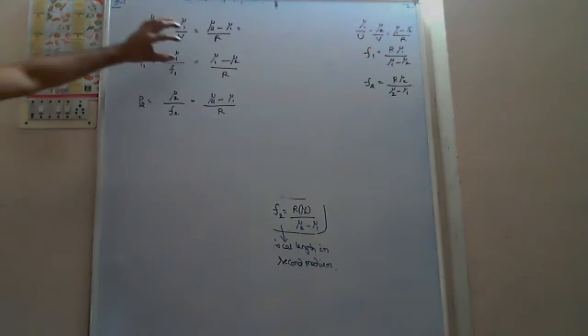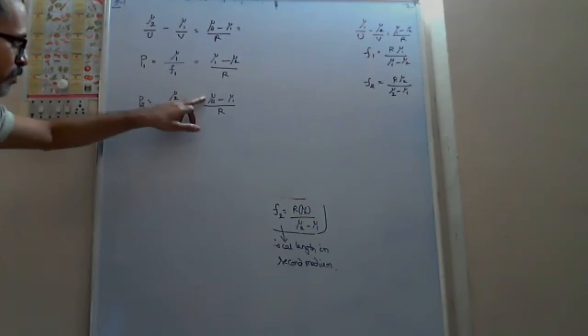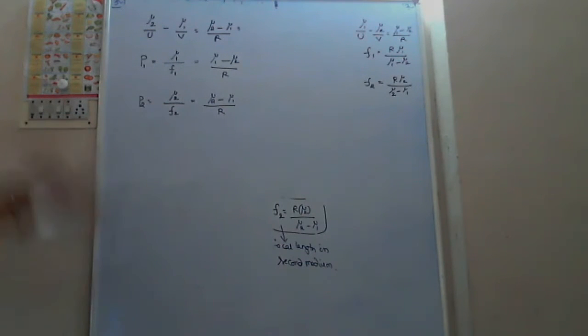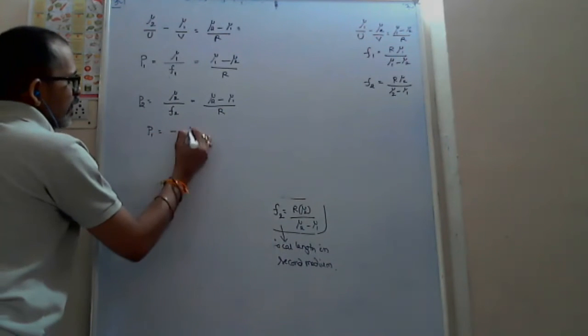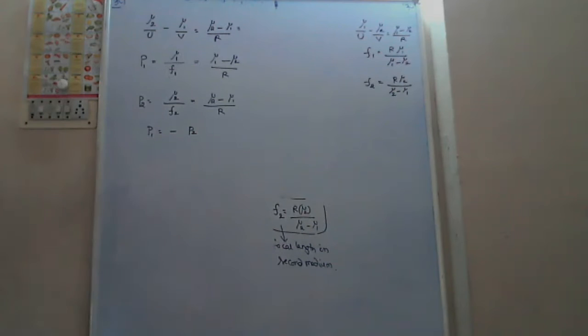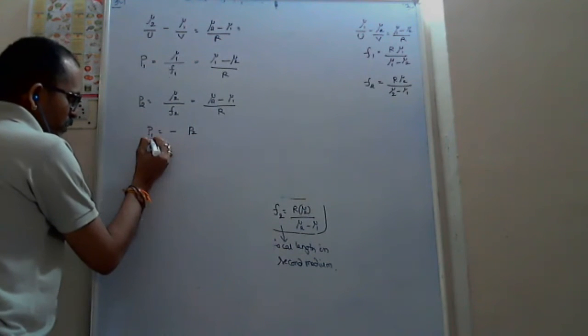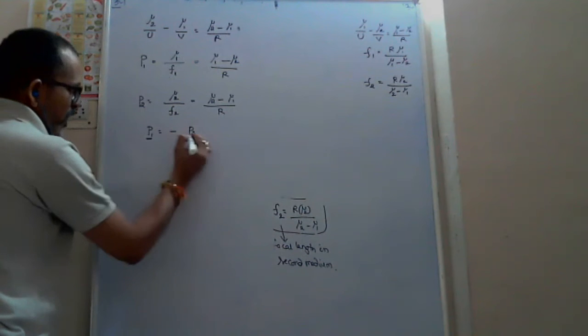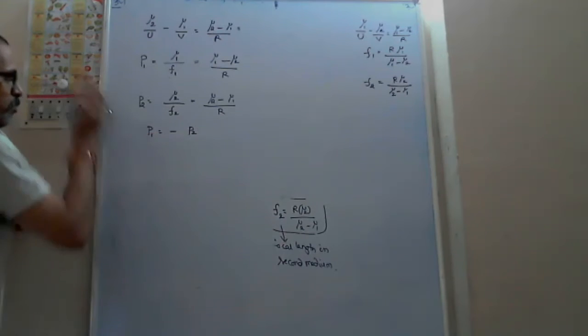This is mu1 minus mu2, and this is just minus of mu1 minus mu2. P1 equal to minus P2. That's what I'm saying. Even though the focal lengths are different, focal powers are equal, just the sign is changed. It means in one medium, if it is behaving like a converging surface, in the other it is behaving like a diverging surface. So P1 equals minus P2.